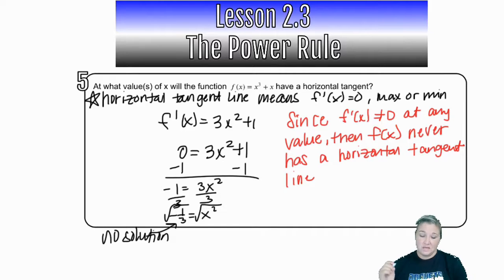Since f prime of x does not equal 0 at any value, then f of x never has a horizontal tangent line. That's how you would want to word that. So power rule, remember: you take the exponent, multiply it by the coefficient, then you knock it down 1. Even if you have a rational exponent, you still do that. Or if you need to, go ahead and rewrite it even with negative exponents, and then at the end smooth out everything and make it look nice and pretty again, especially for multiple choice. Free response, leave it unless they tell you otherwise, because you don't want any simplification errors.